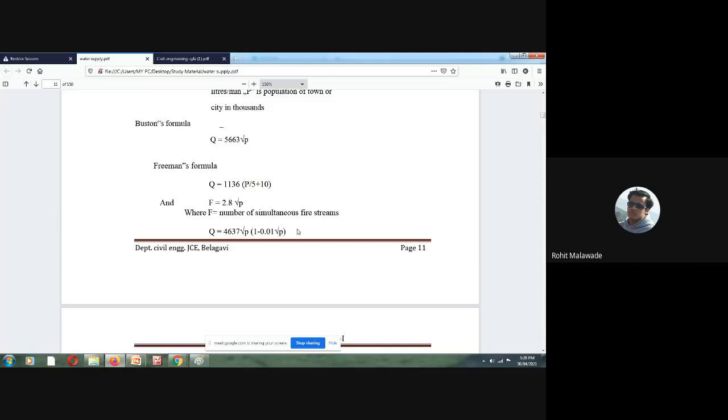One more thing to remember in this problem is population. In all formulas, P is the population in thousands. They may give you 20 lakh, 50 lakh, or 1 crore. To convert that to population in thousands, you should divide it by 1000, and accordingly use the P value. I hope the things are clear to you.